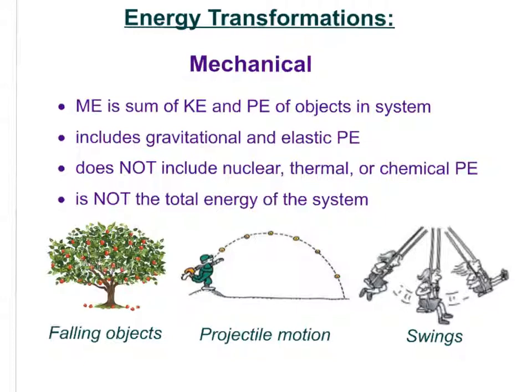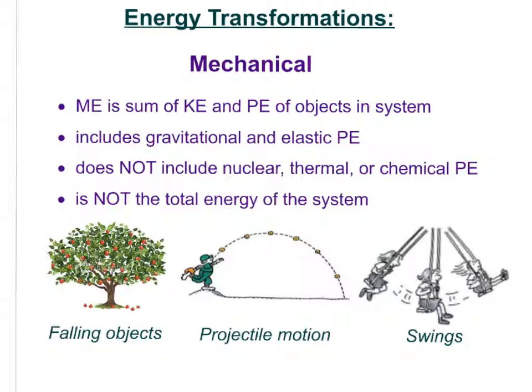Mechanical energy alone is not conserved. The total energy in our system will be conserved, but mechanical energy can be transformed into other forms of energy. Therefore, mechanical energy itself will not be conserved, but the total energy, of course, is conserved. Here are just some examples of mechanical energy: falling objects, projectile motion, and swings.